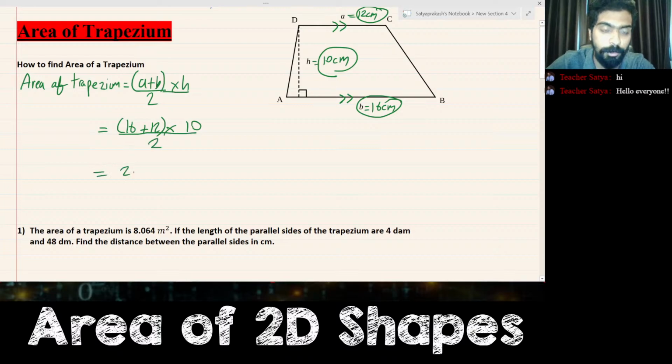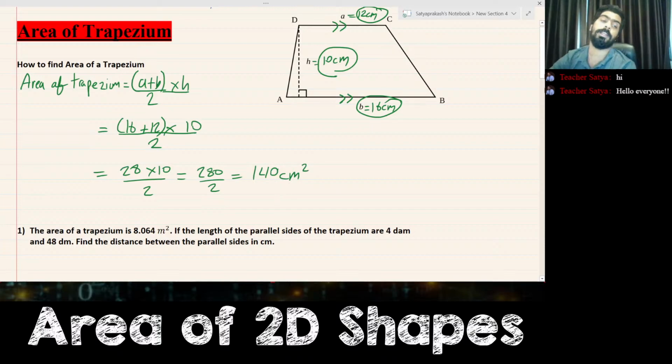So we would have 28 times 10 divided by 2, which is 280 divided by 2. So the final answer would be 140 centimeter square. Alright guys, now what we have here is how we find the area of a trapezium.